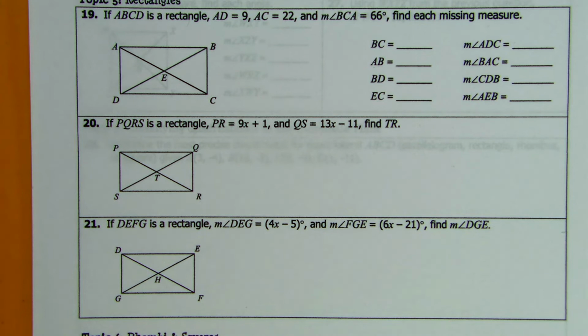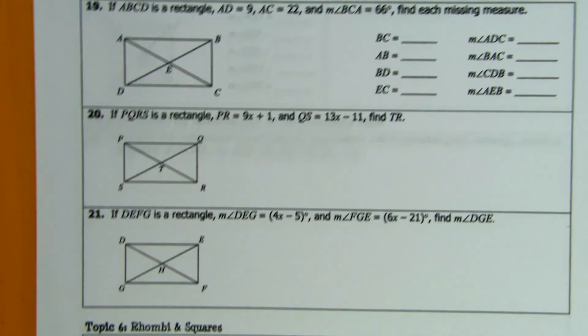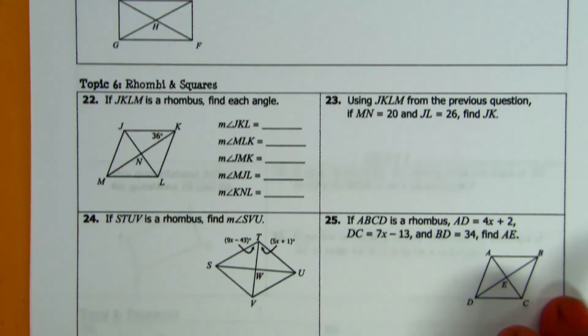This is Unit 7, Test Study Guide, Part 2. Part 1 included topics 1 through 5. This Part 2 will be topics 6 through 8. So let's go ahead and get started.